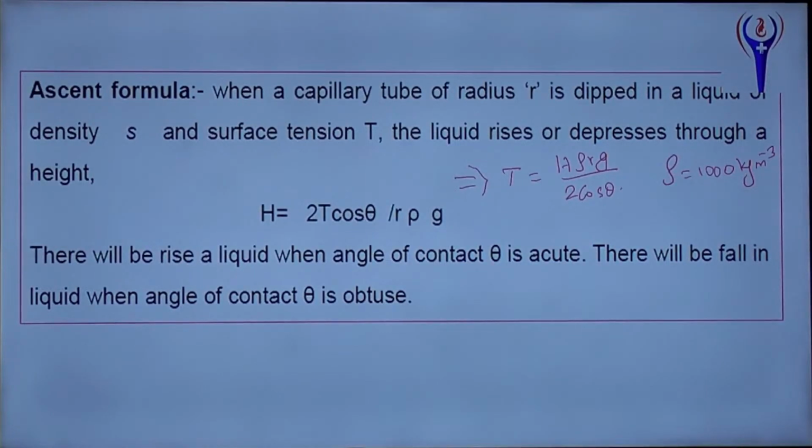g is acceleration due to gravity, 9.8. Theta is the angle of contact. For water, in problems the theta value will be given. For water, this value will be acute, less than 90 degrees. There will be a rise in the liquid when the angle of contact is acute, and a fall when the angle of contact is obtuse.